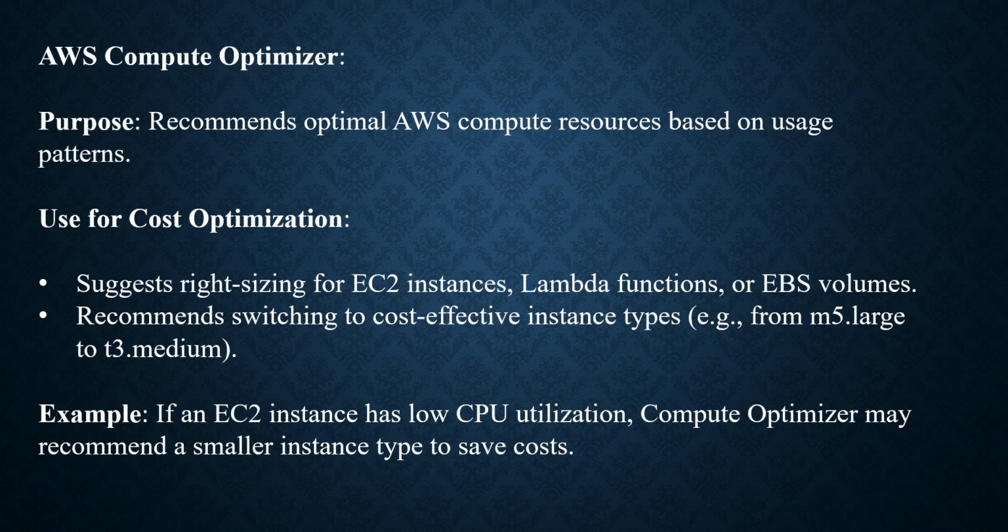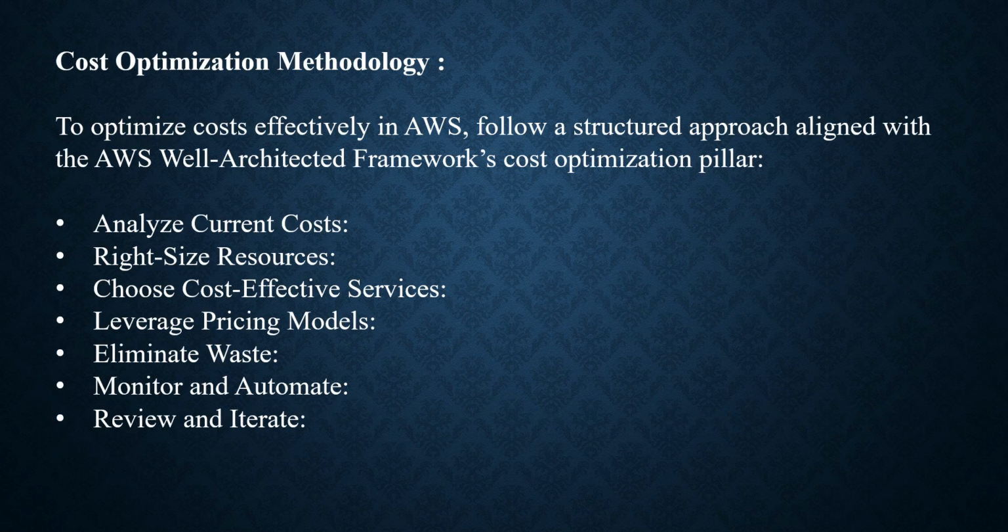AWS Compute Optimizer. It recommends optimal AWS compute resources based on usage patterns. The use for cost optimization: it suggests right-sizing for EC2 instances, Lambda functions, or EBS volumes. It recommends switching to a cost-effective instance type, for example from M5 large to T3 medium. If an EC2 instance has low CPU utilization, Compute Optimizer may recommend a smaller instance type to save cost.